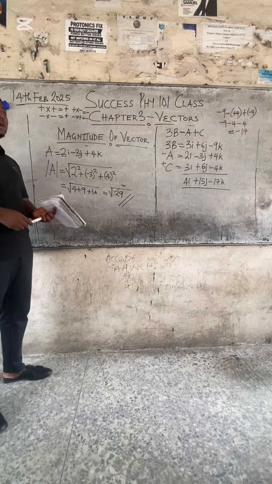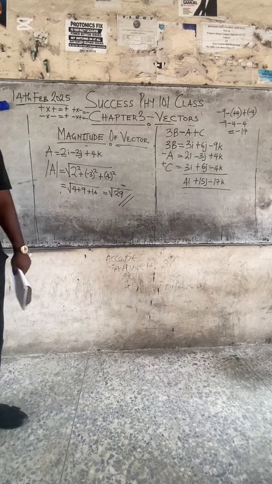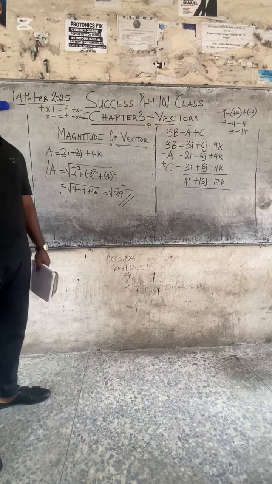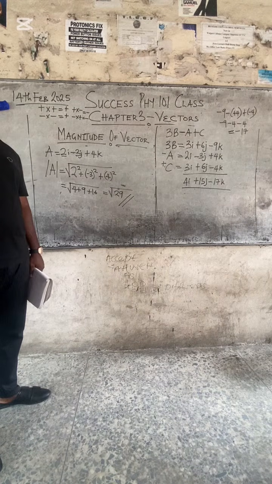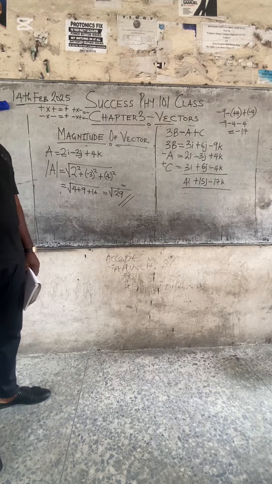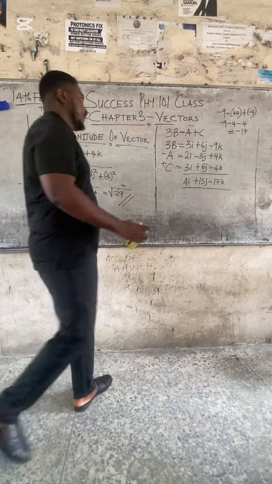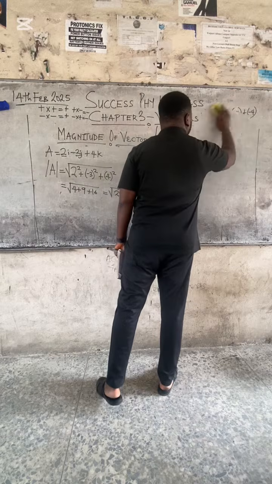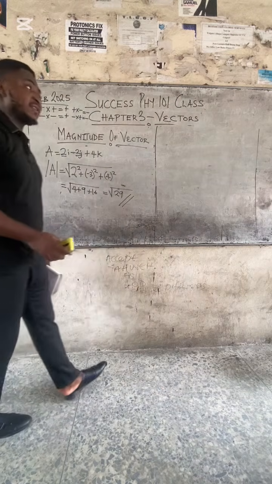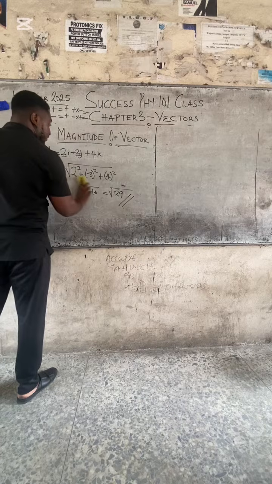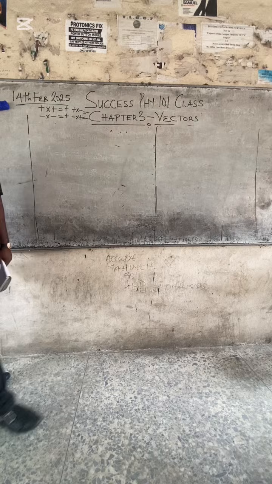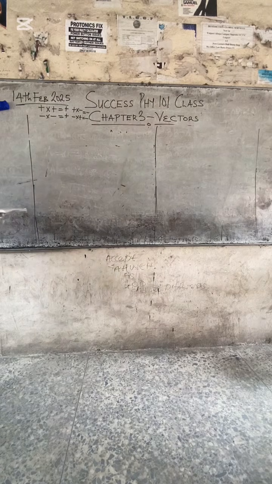Class, now that we have looked at the magnitude of a vector, the next thing we'll look at is the unit vector. The unit vector of a vector is the vector itself divided by the magnitude of the vector. The unit vector is the vector divided by the what? The magnitude of the vector.